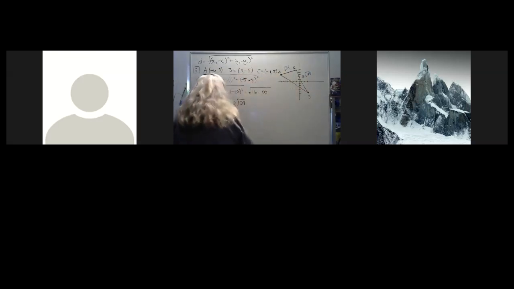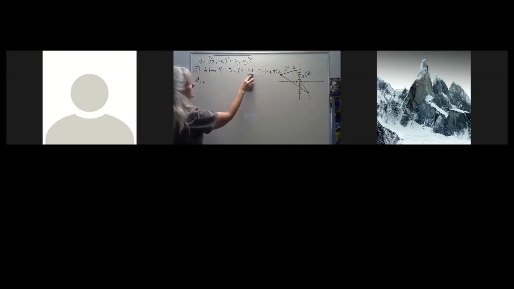Okay, one more side to go. So we still need the distance from A to B. Again, if you want, you could call it distance from B to A. You'd get the exact same answer. It would not matter. Okay, so we're going to do 3 minus the -6. That's the change in the x's. So 3 minus a -6 plus the -5 minus the 3.